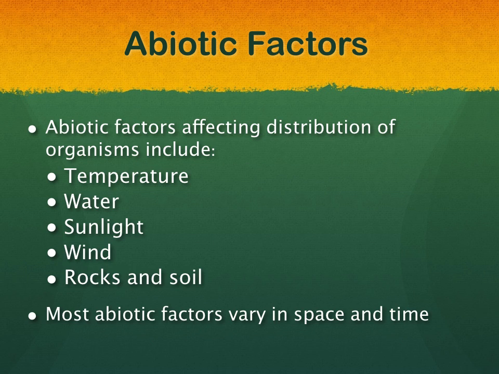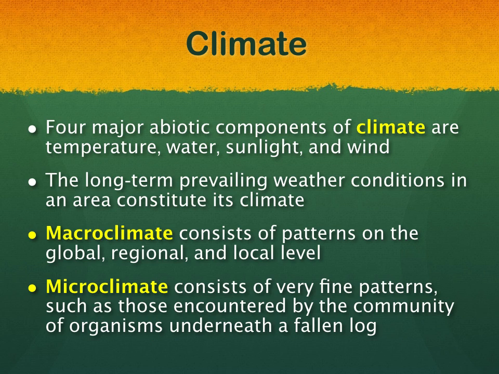Water availability and habitats is another important factor in species distribution. For example, desert organisms will exhibit adaptations for water conservation. Sun, you can think about light and intensity affecting photosynthesis. Rocks and soil are also considered abiotic factors, and these will vary both in space and in time. Four major abiotic components of climate that we just talked about: temperature, water, sunlight, and also wind.